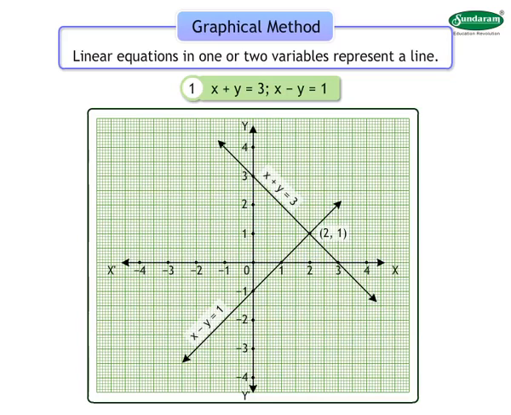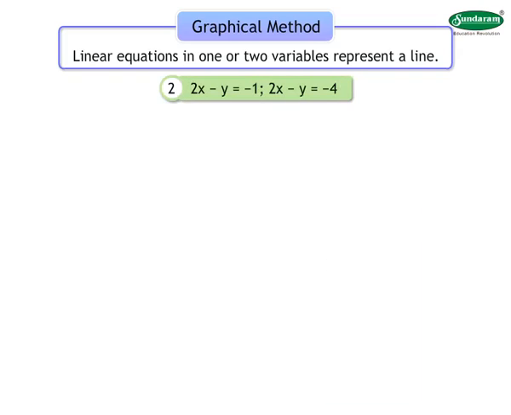The graphs of the equations x plus y is equal to 3 and x minus y is equal to 1 are two distinct lines which intersect each other in exactly one point (2, 1). This point of intersection has values x is equal to 2 and y is equal to 1. These values satisfy both the equations and hence (2, 1) is the solution of the given simultaneous equations.